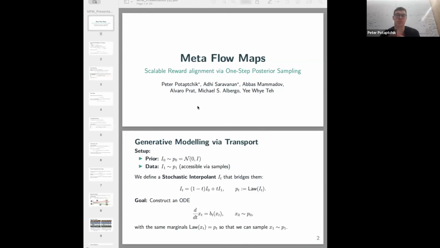And so today we're going to be presenting meta flow maps. Basically, just the pitch in like 2 sentences is that if you want to do reward alignment of your base diffusion model or flow matching model or flow map or whatever, usually that's going to be really expensive. What we're proposing here is if you do a little bit more training to get a meta flow map instead, then any downstream reward alignment, whether that's during inference time or fine tuning, is going to be much more efficient and much more scalable. And that's because we're going to unlock these one-step posterior samplers.